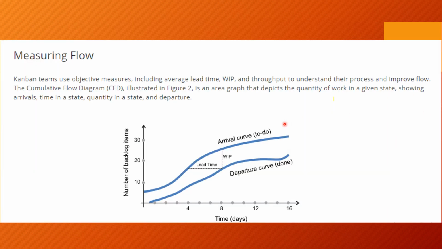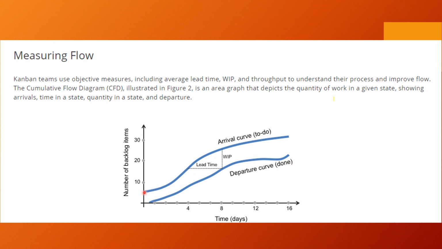How do you measure the flow? This is one of the examples of a cumulative flow diagram. Let's say you're putting time on the x-axis and the number of backlog items and number of cards on the y-axis, and you put it in a graph for arrival and departure. It might look like that.